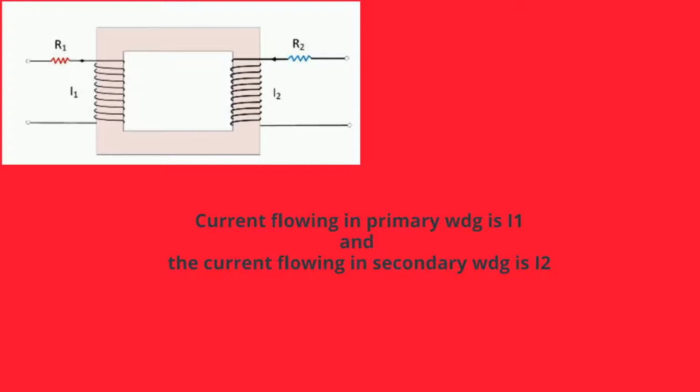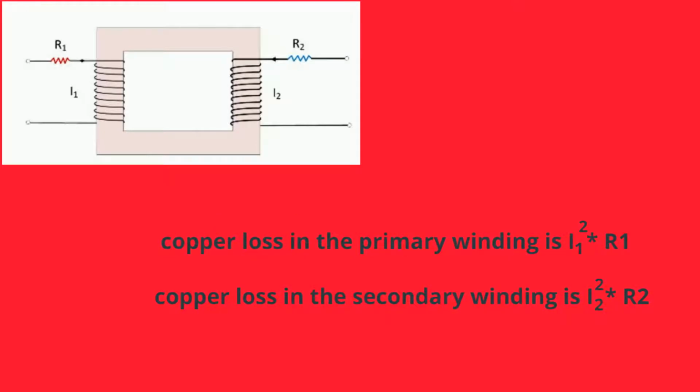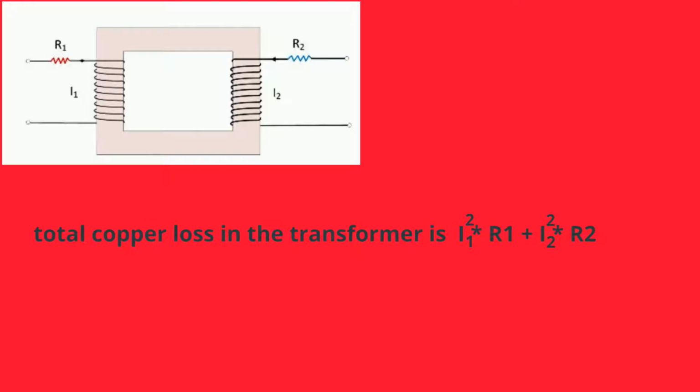For finding R2 dash, we will start our analysis. Let the current flowing in the primary winding be I1 and the current flowing in the secondary winding be I2. As there is resistance in the winding, heat will be dissipated due to this resistance, which is termed copper loss. The copper loss in the primary winding is I1 square into R1, and the copper loss in the secondary winding is I2 square into R2. So the total copper loss is I1 square into R1 plus I2 square into R2.